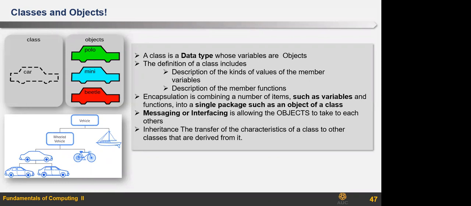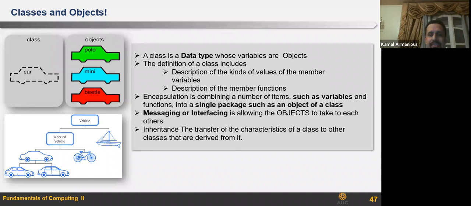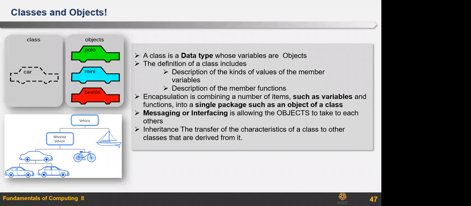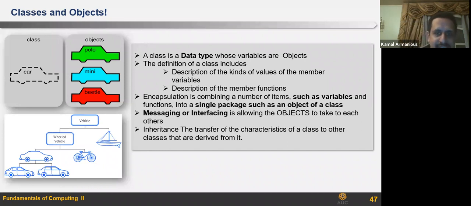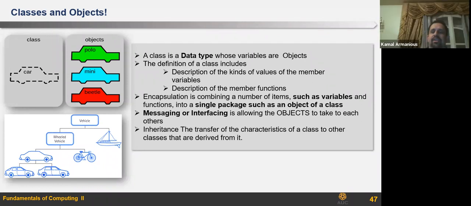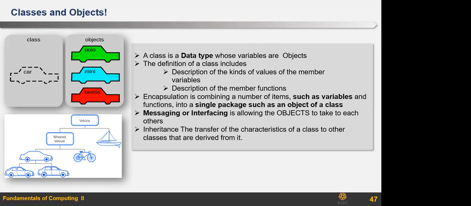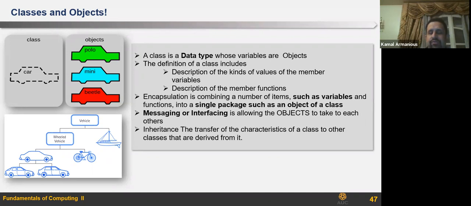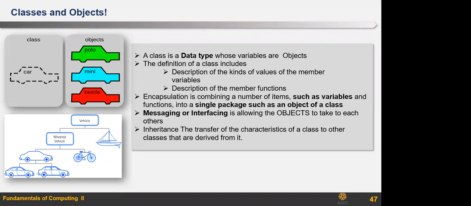A class is a data type whose variables are objects. And it includes a description of the kinds of values the variable can hold and the description of the member functions. Okay, that's it. Can you explain it in a more basic way? I'm sorry, doctor, I don't understand. Do you hear my voice first? Yeah, I can hear. Okay.